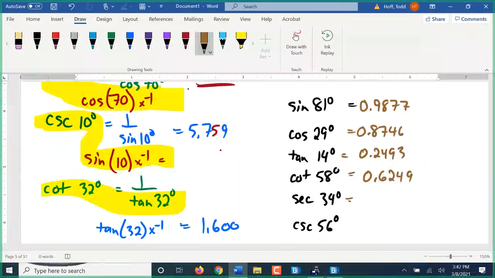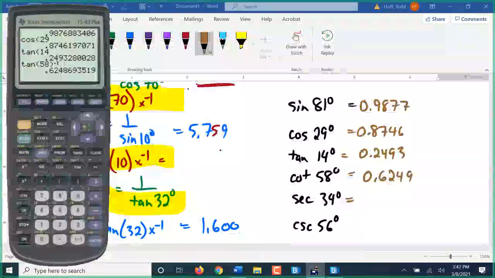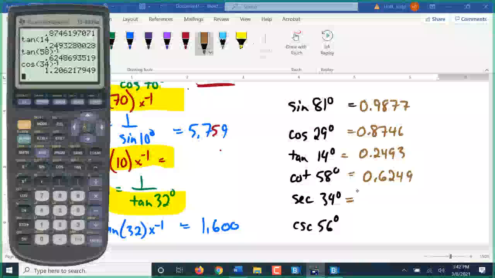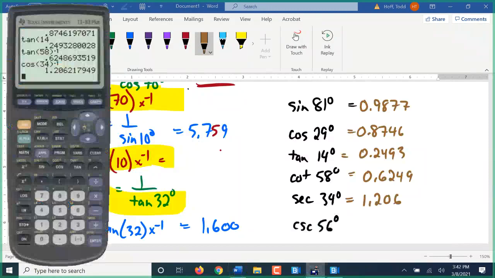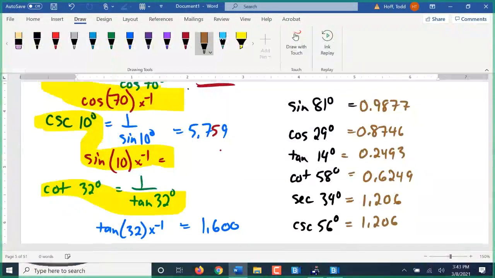So you're going to do tangent 58, then hit that second 1 over box key on your calculator, after you close the parentheses. Secant of 34: 1.206, works for me. Cosecant of 56: well, it's because they're complements, right? Yeah, 34 and 56 add up to 90. The secant and the cosecant of the complement are the same.